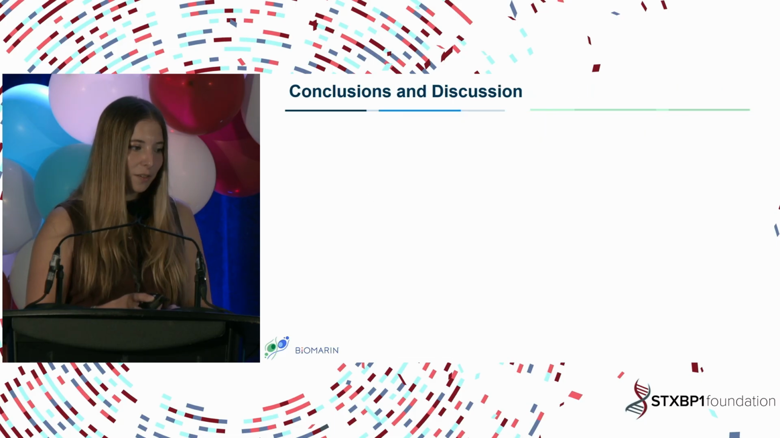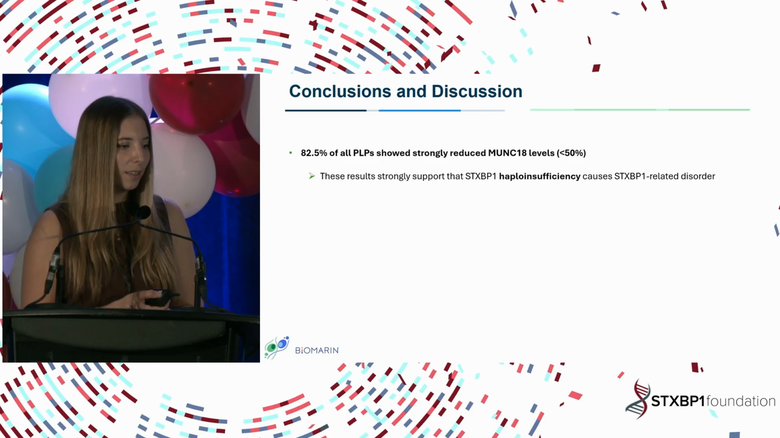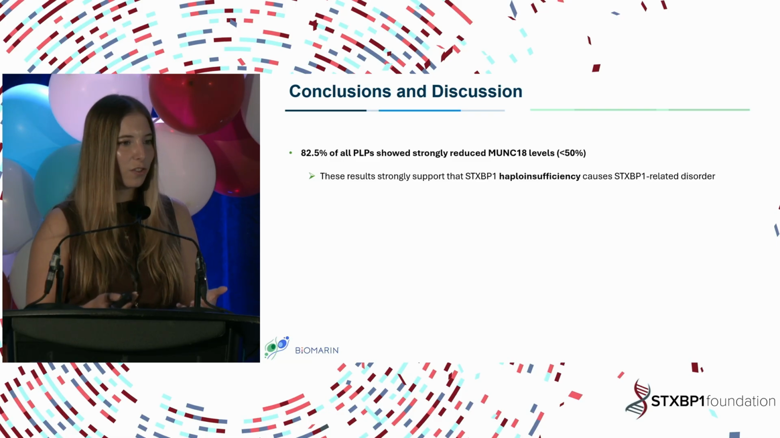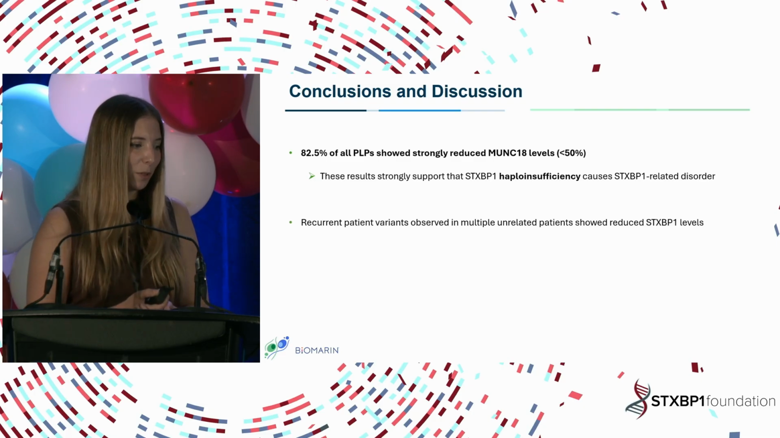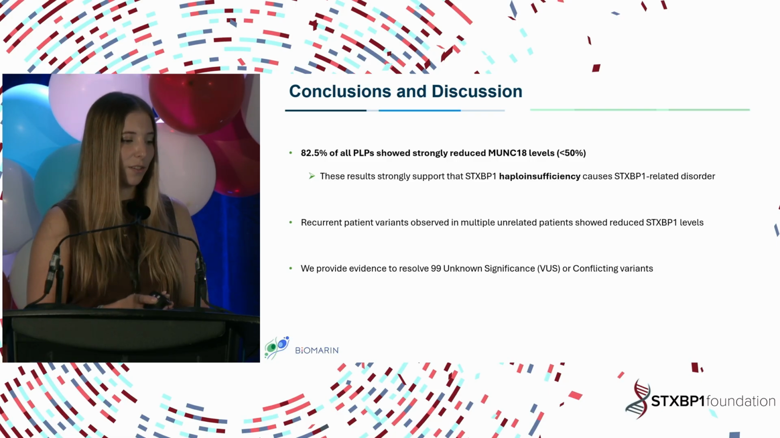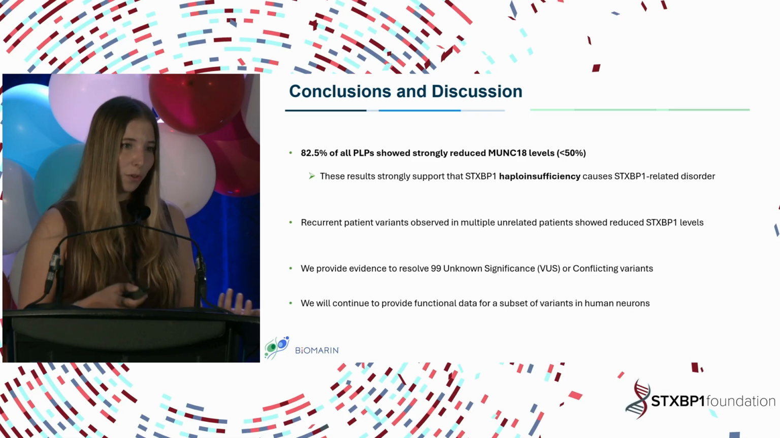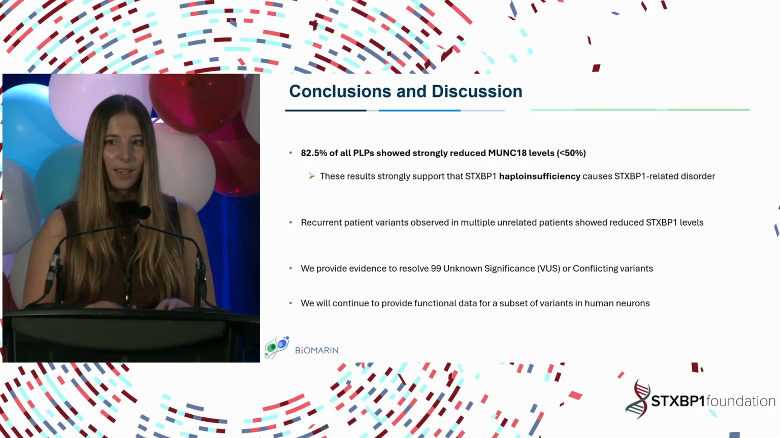So to summarize, most of the PLPs that we have identified presented very low levels of MONC18, which strengthens even more our hypothesis that STXBP1 is caused by loss of MONC18, which we call haploinsufficiency. And this is also strengthened because we saw that the recurrent variants that are found in many patients also show reduced MONC18 levels. We also provide evidence to hopefully help resolve 99 variants of unknown significance or conflicting. And we also want to add even more variants to this type of work, and we also will select some of these variants and take them to neurons and study them more deeply.